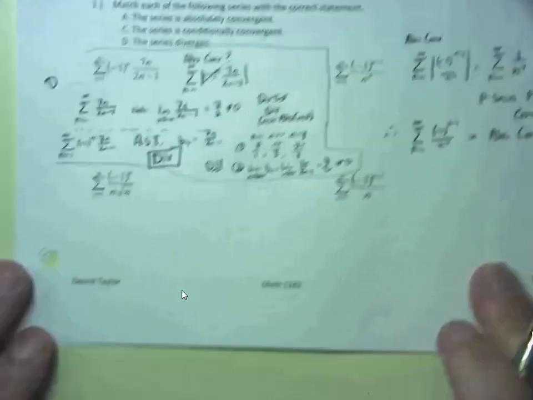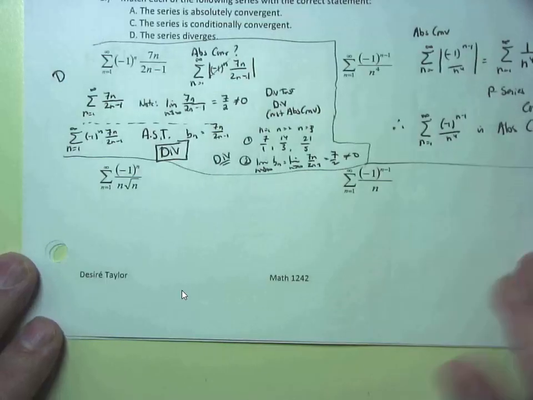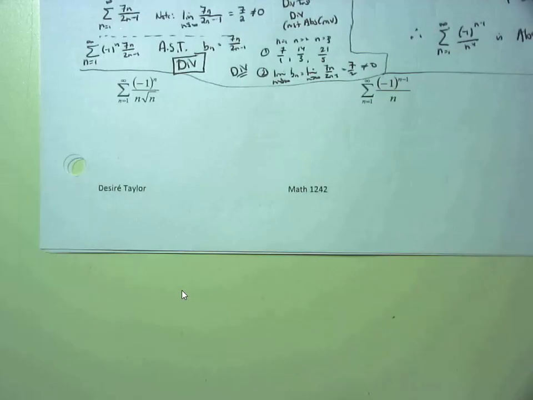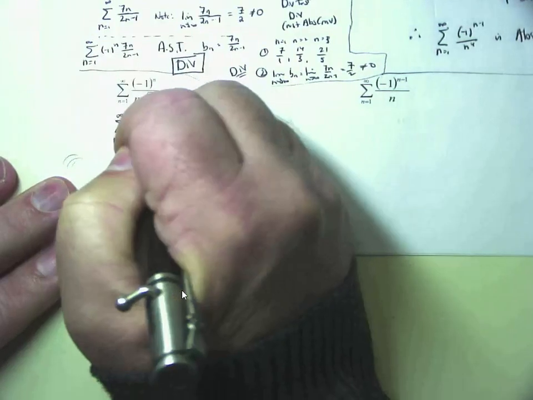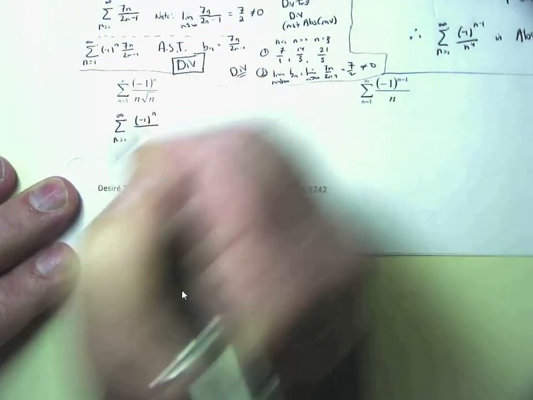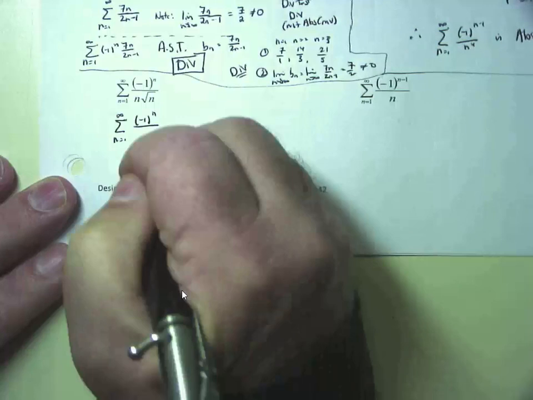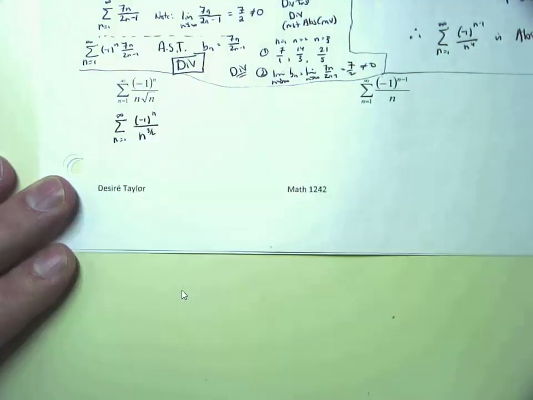Look at this one down here. I've got the sum as n goes from 1 to infinity of negative 1 to the n divided by n times the square root of n. Okay? So I'm going to clean this up. This is the sum as n goes from 1 to infinity of negative 1 to the n divided by, cleaning them up, n times the square root of n is n to the 3 halves.